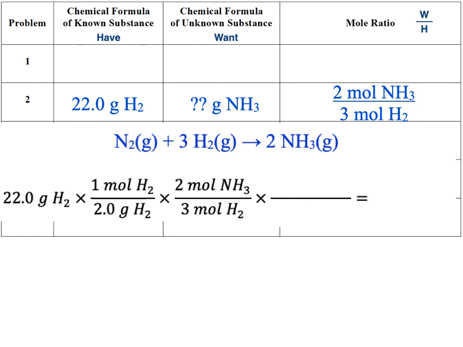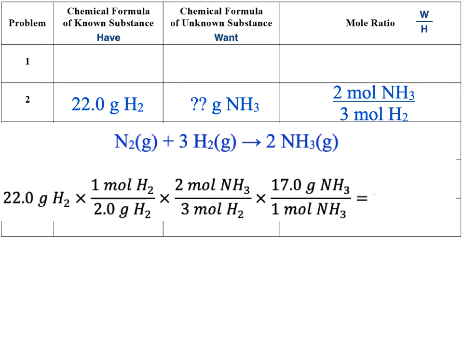And my last step is I want grams of ammonia, so I need the molar mass of ammonia. I'm going to put 1 mole on the bottom, and the molar mass of ammonia is 17.0 grams. So now I'm going to do my math. But before we do this one, I want you to cross out your units as you go.